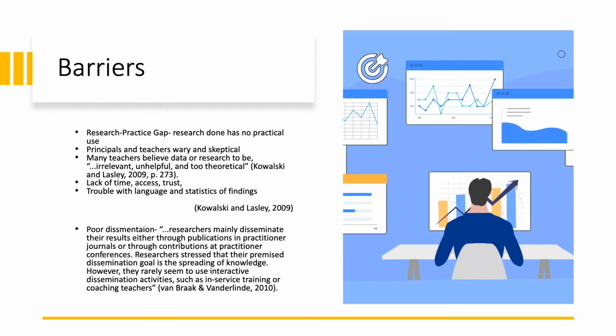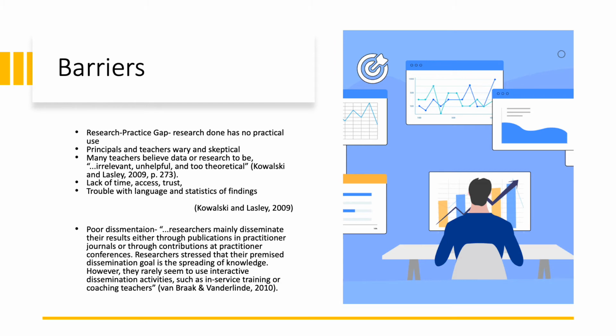The implementation of data used by administrators and teachers faces many barriers. The main barrier comes from the research practice gap, where teachers and administrators feel as though the research done has little to no practical value within schools and classrooms. According to Kowalski and Lastly, principals and teachers are also many times wary to use research because they do not trust the results and feel that the results are skewed, flawed, or biased.